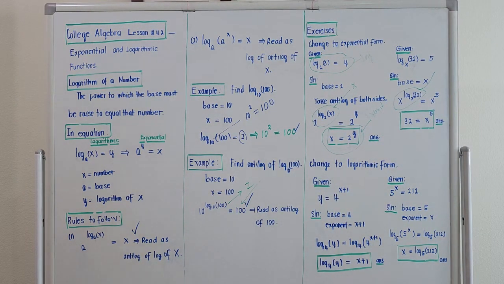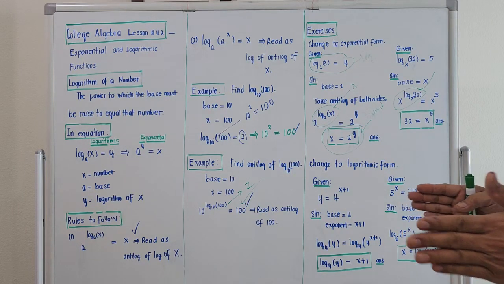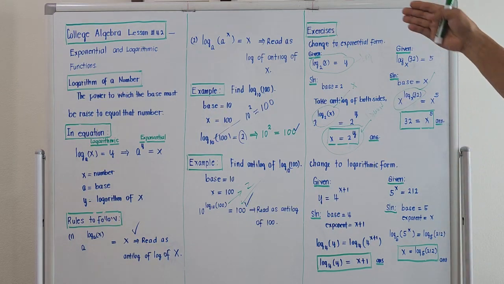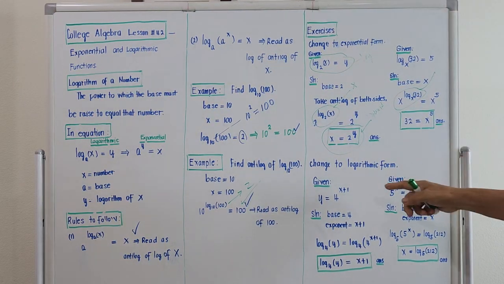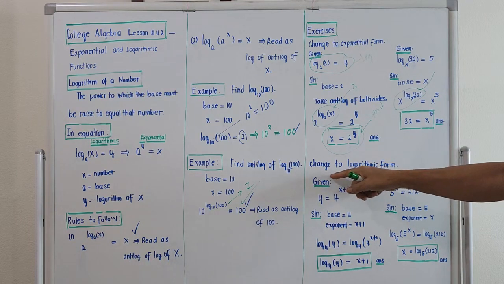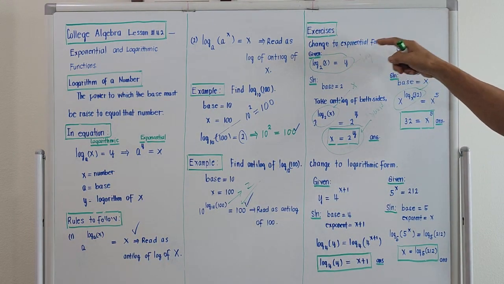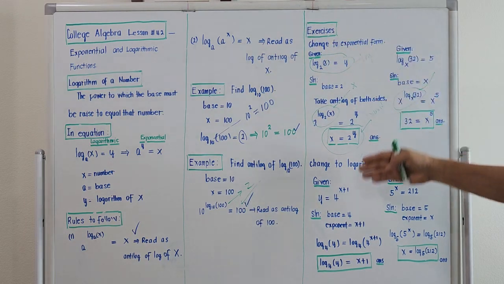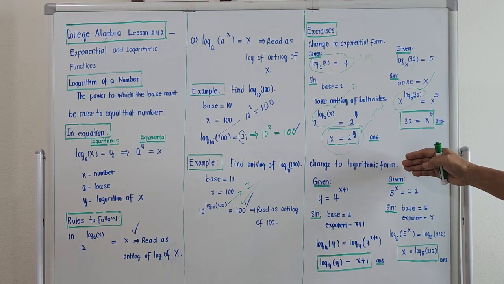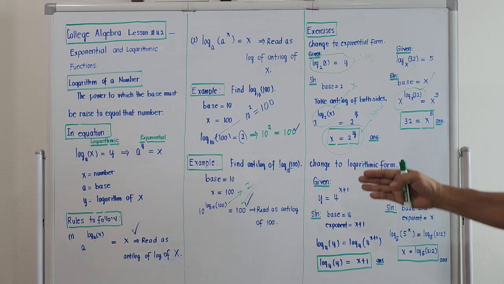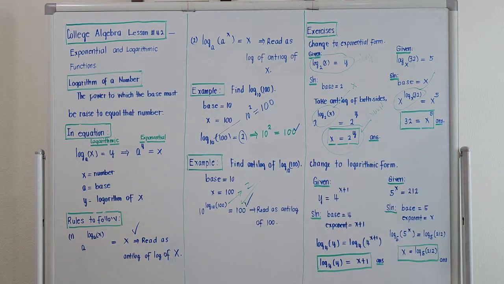Okay? So logarithmic and exponential are cousins, you know. They are related. Okay, exercise, another form of exercise: change to logarithmic form. For the first two, we change the given logarithmic to exponential. For the last two here, we are given an exponential and we change it to logarithmic. So it will be the reverse operation, right?